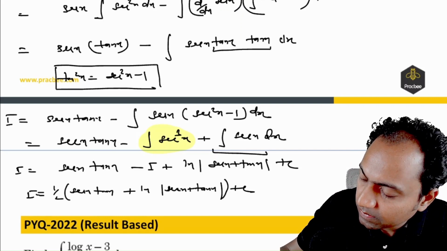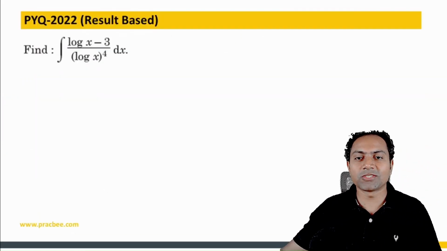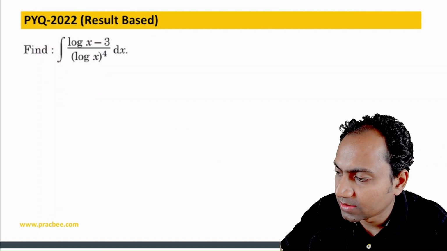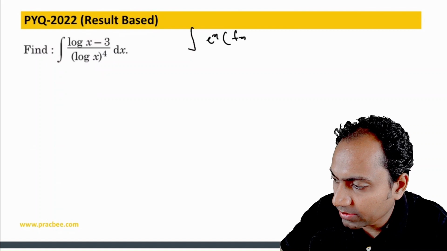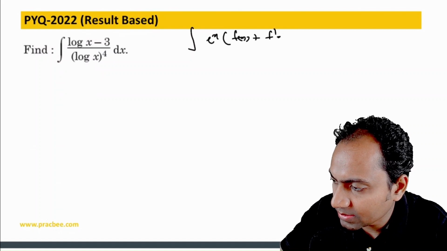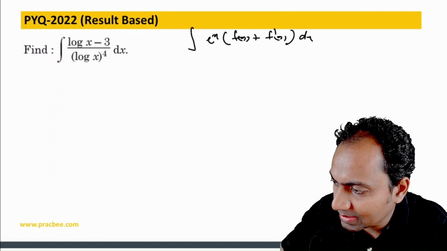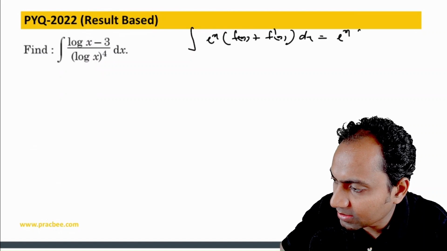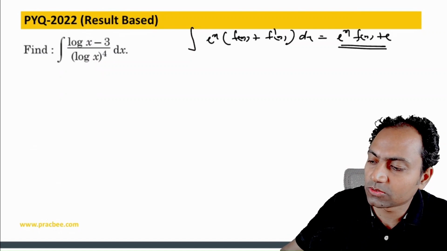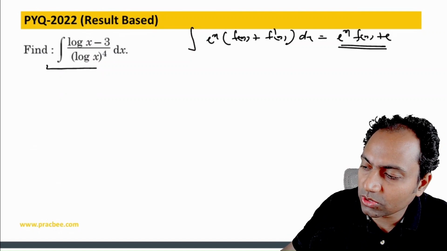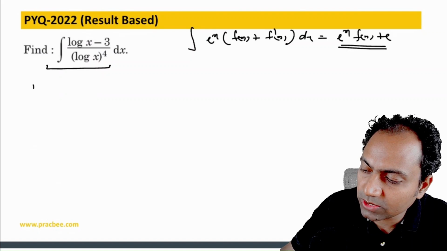This becomes our answer. Now this question is based on a very famous result. The result goes like this. If you have integral of e raised to the power x into f of x plus f dash of x dx, it can directly be written as e raised to the power x f of x plus c. The proof is based on by parts. This is a very famous identity that we can use here in this question. So directly the question is not in the form of the identity. We'll have to first do substitution.